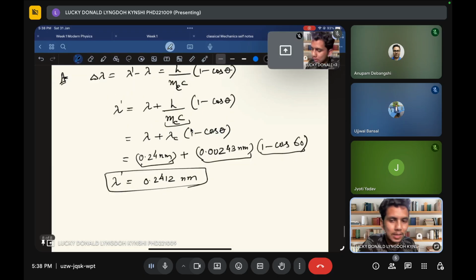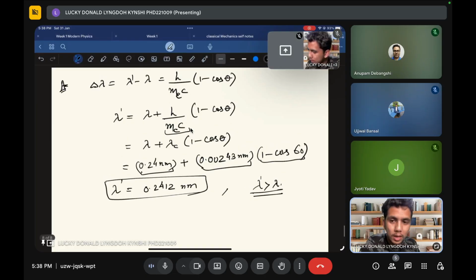What is interesting here is that this is lambda prime. Lambda prime is slightly greater than lambda. Lambda is 0.24 nanometer, given to you in the question. The incident beam has a wavelength of 0.24 nanometer, whereas the scattered beam has a wavelength of 0.2412 nanometer.